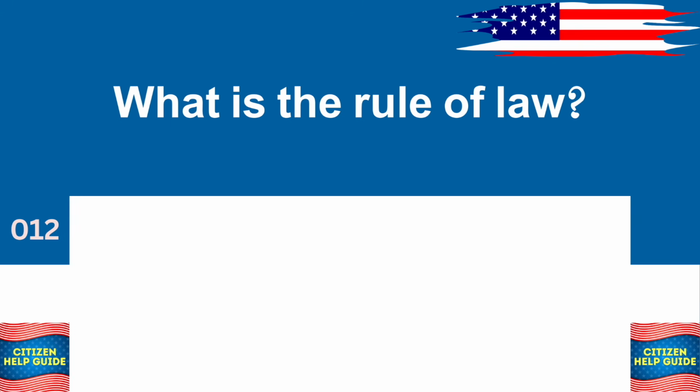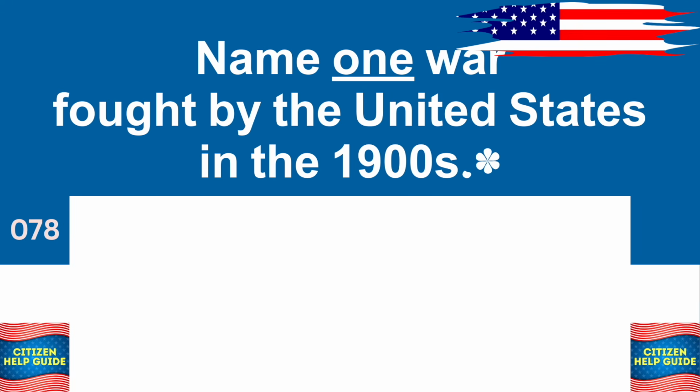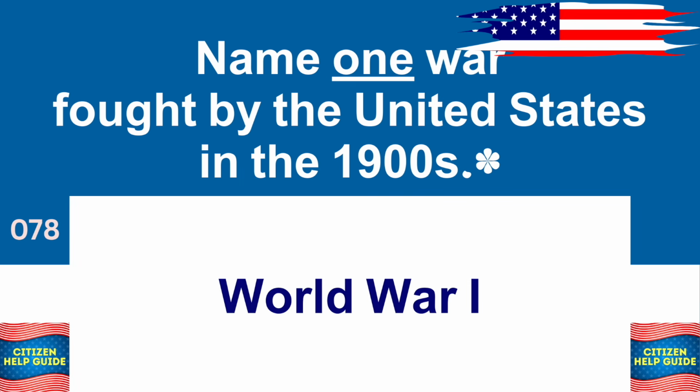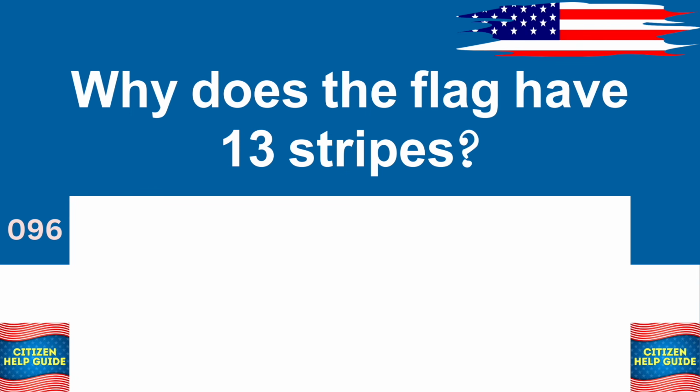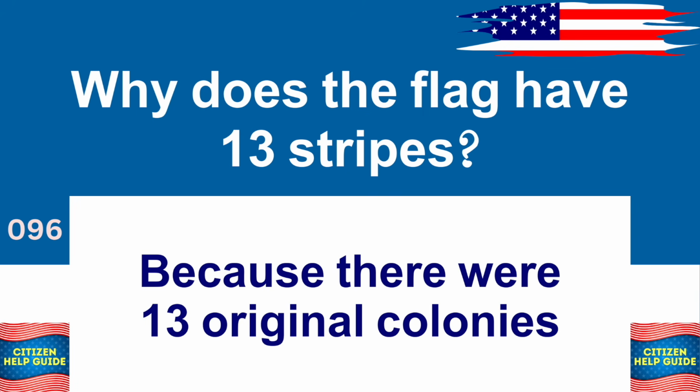What is the rule of law? Everyone must follow the law. Name one war fought by the United States in the 1900s. World War I. Why does the flag have 13 stripes? Because there were 13 original colonies.